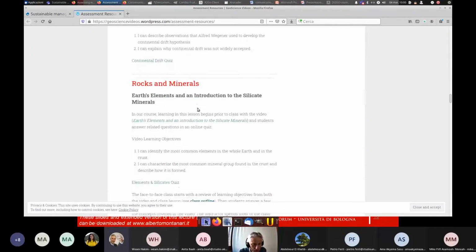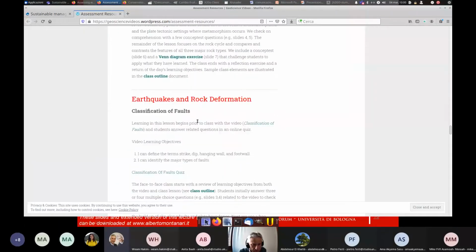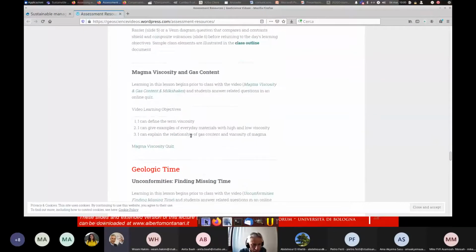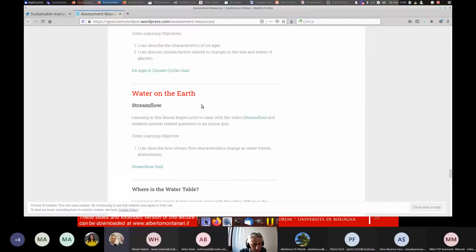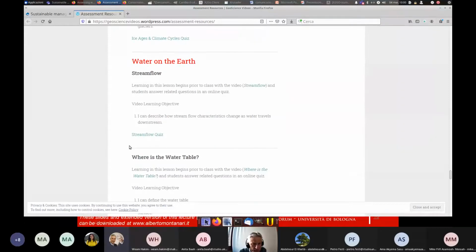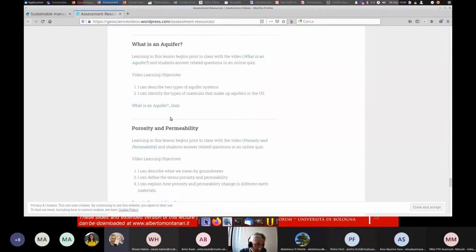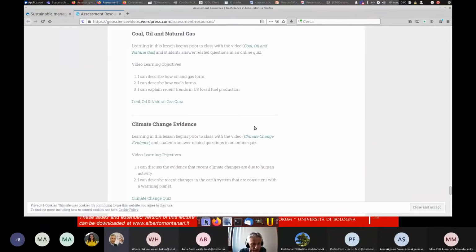And also on water, I think, let me go back and go down. I think there is a section which is dedicated to volcanoes here, to water. And let me see. Water on the Earth. You see stream flow and the stream flow width. Where is the water table? What is an aquifer? Our video. Porosity and permeability, resources and climate change, etc.